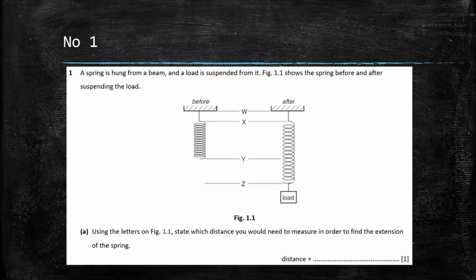Extension means the difference in length. In the figure, we can see that the initial length of the spring is y. After the load is added, the length of the spring becomes z. So, the extension of the spring is the distance between y and z, or zy. That's the answer for question 1a: distance yz or zy.